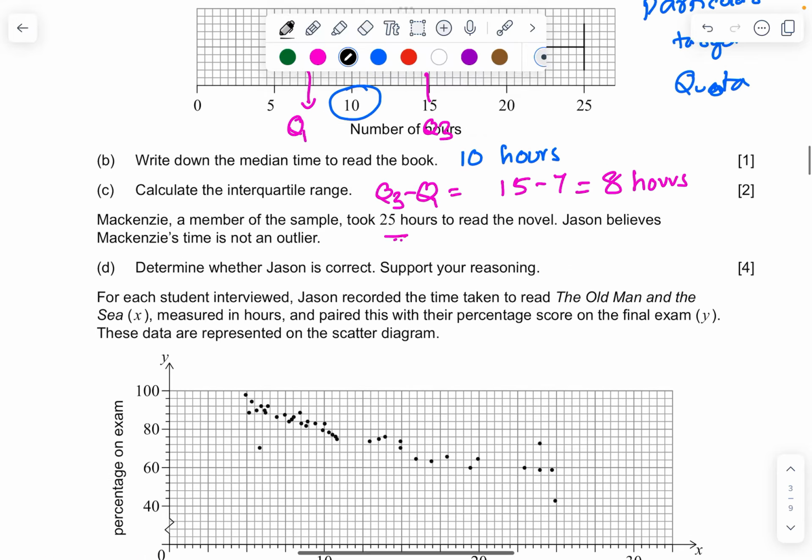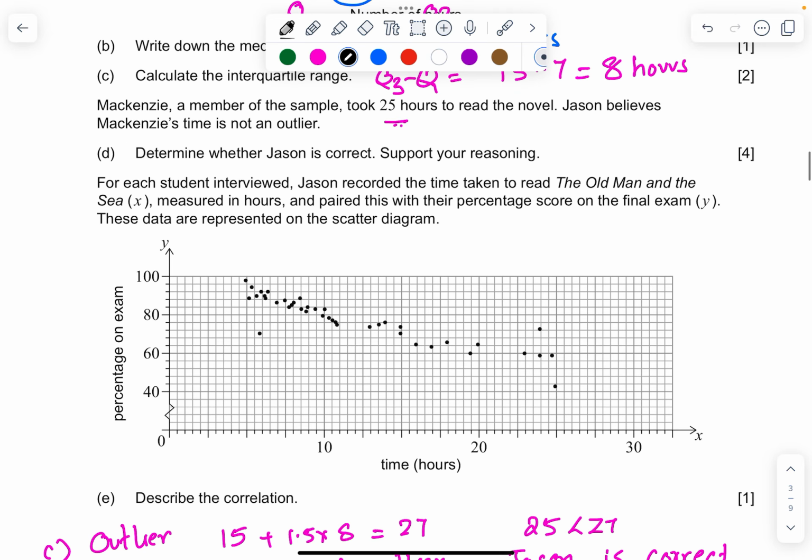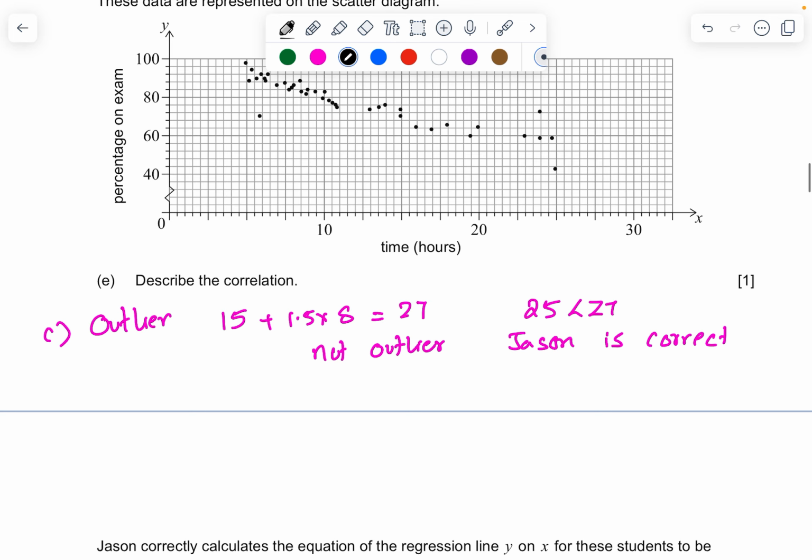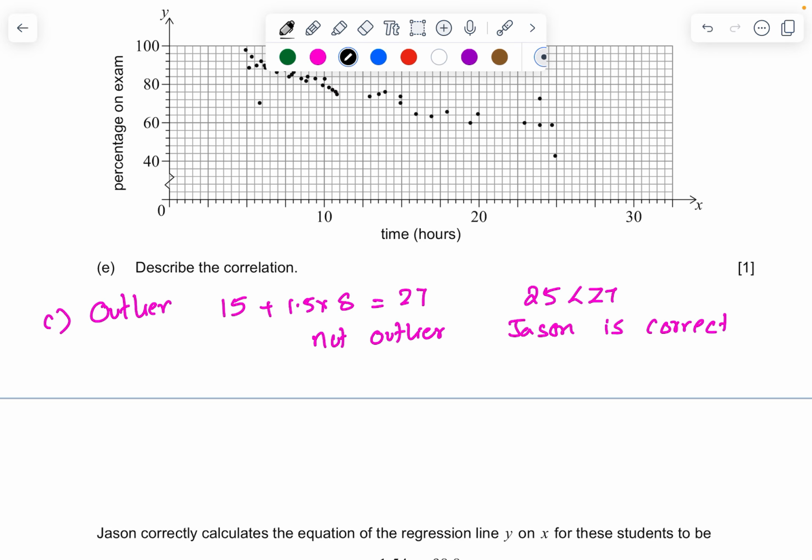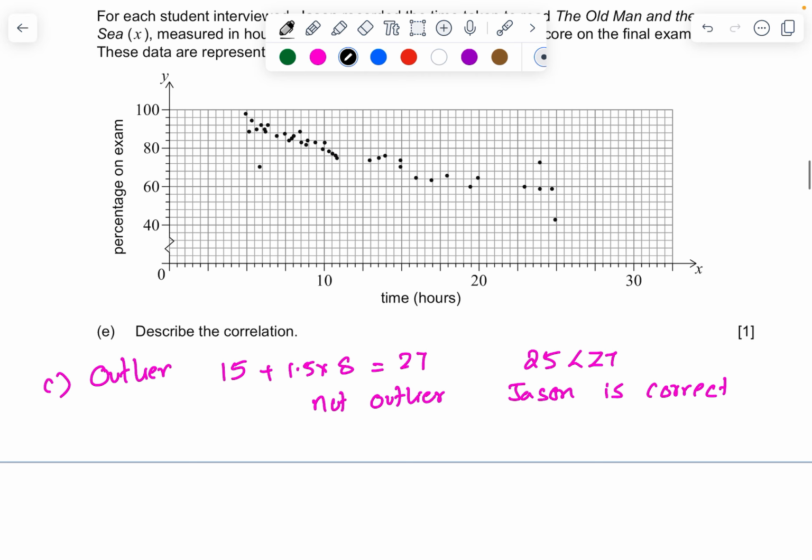Next, for each of the students interviewed, Jason recorded the time taken to read The Old Man and the Sea, measured in hours, paired with the percentage. Describe the correlation. We can clearly see that the line is coming downwards, so therefore it's going to be a negative correlation.